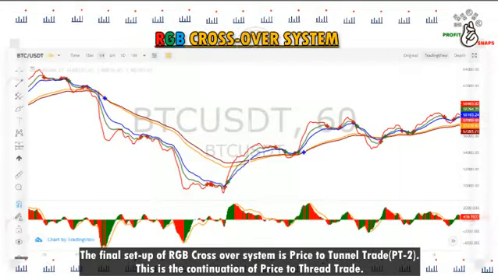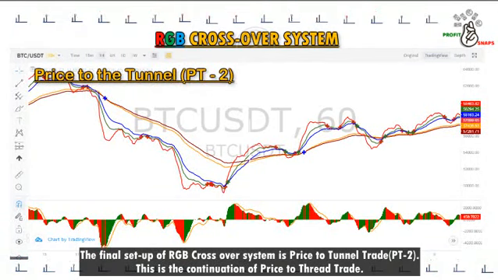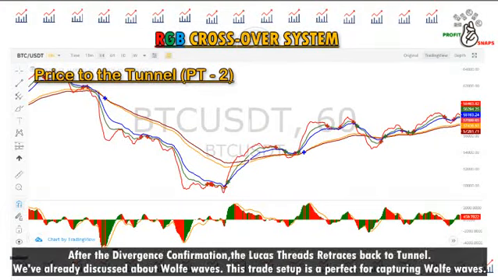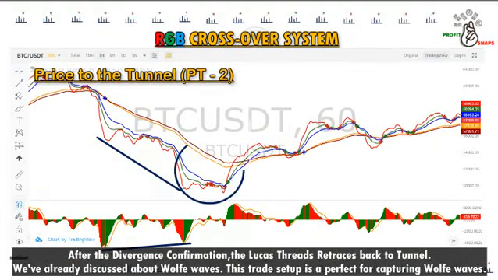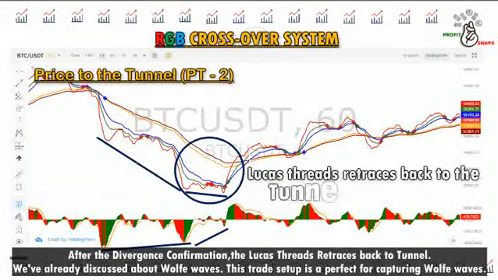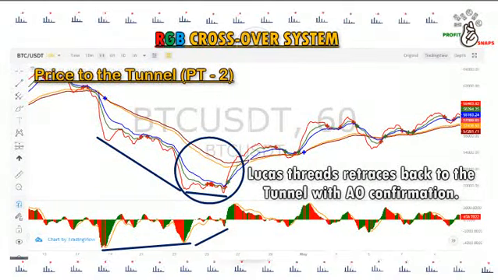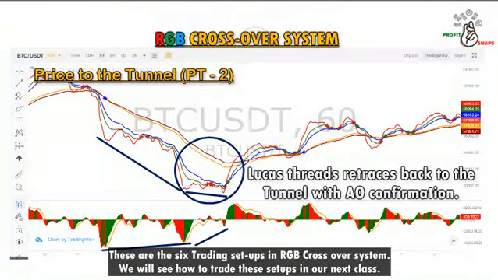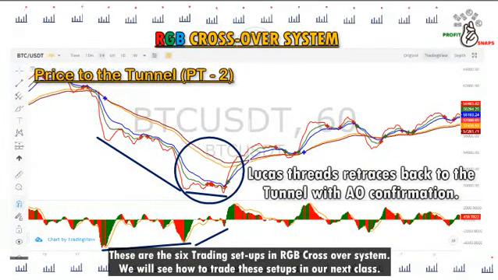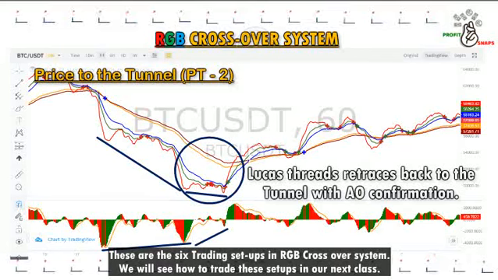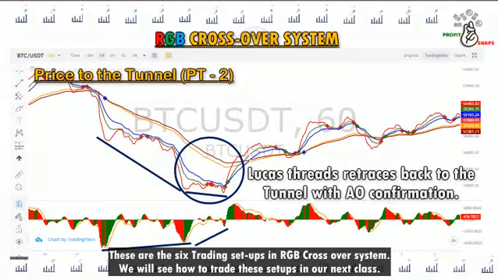The final setup of RGB crossover system is price to tunnel trade, PT2. This is the continuation of price to thread trade. After the divergence confirmation, the Lucas threads retrace back to the tunnel. We've already discussed Wolfe waves. This trade setup is perfect for capturing Wolfe waves. These are the 6 trading setups in RGB crossover system. We will see how to trade these setups in our next class.